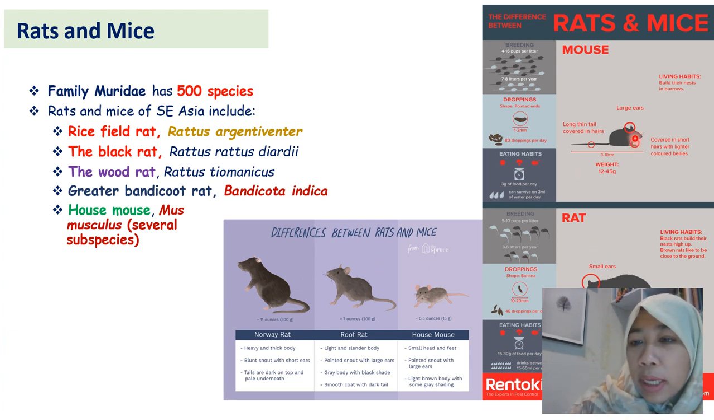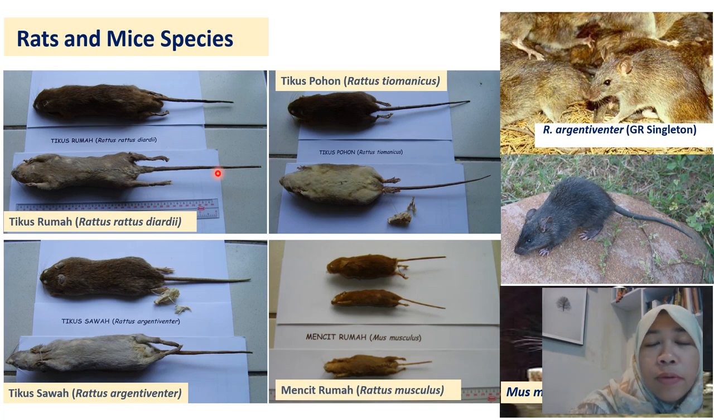Okay, the differences of morphology, we can find on the ear and then in the tails and in the leg. Okay, the weight is also different. The weight of the mouse is 12 to 45 grams, while the rat is bigger than that. Okay, and then we move to the next slide.